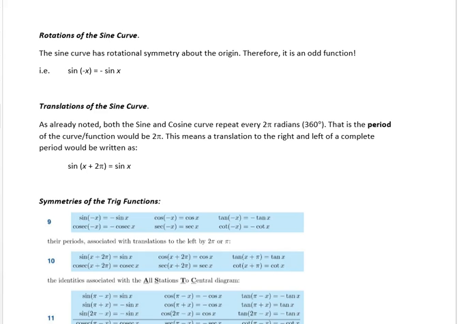We've looked previously at the symmetry of curves, and we can see that the sine curve has rotational symmetry about the origin. If you rotate it, then it simply repeats itself. So it has rotational symmetry. Therefore, it is an odd function, and if it's an odd function, it has this property.